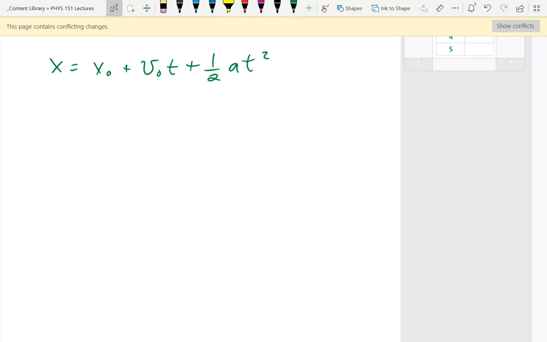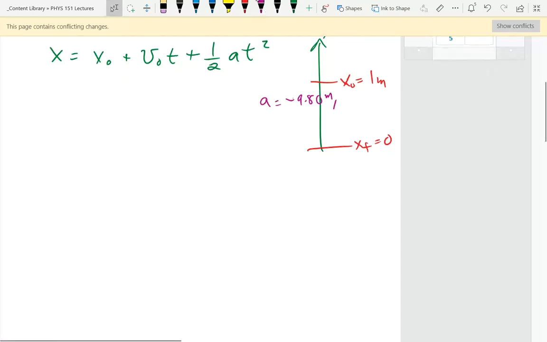I need to define my coordinate system. So I'm going to define my coordinate system where up is the positive x direction. So that's what that means. Up is the positive x direction. And I'm going to define x initial is equal to 1 meter and x final is equal to 0. Now my acceleration is minus 9.80 meters per second squared.